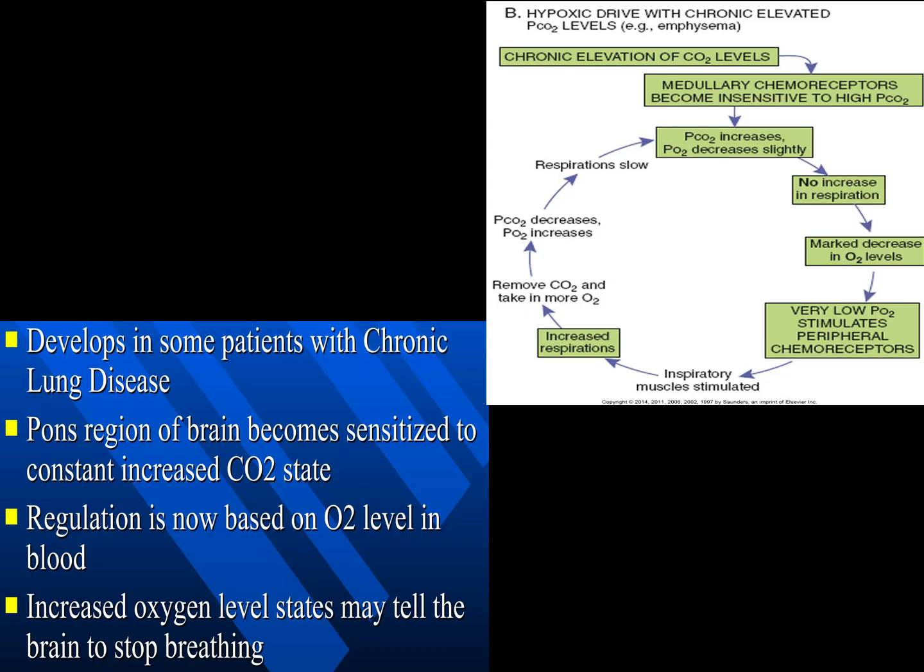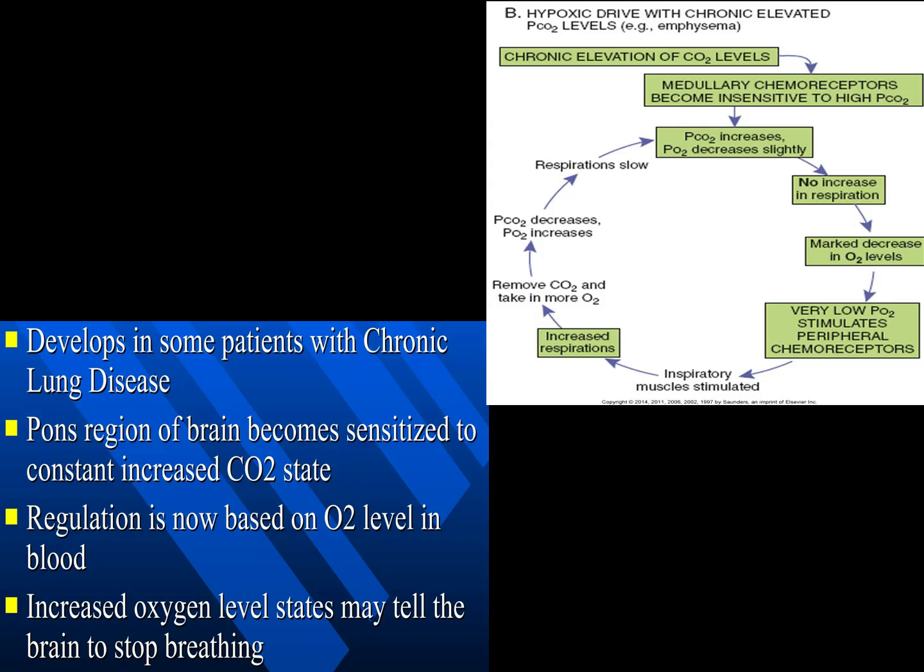So if you look at the top of this slide, the hypoxic drive with the chronic elevated levels. Somebody that has emphysema or COPD has a chronic elevation of carbon dioxide. The medullary chemoreceptors that are supposed to respond to that will eventually become insensitive to this. The carbon dioxide levels will increase. The oxygen levels will slightly decrease. There's no increase in respiration here. We have a marked decrease in the oxygen levels.